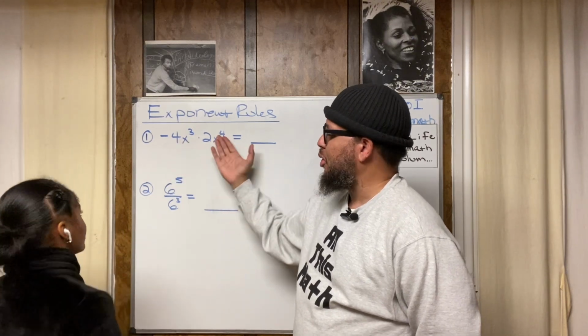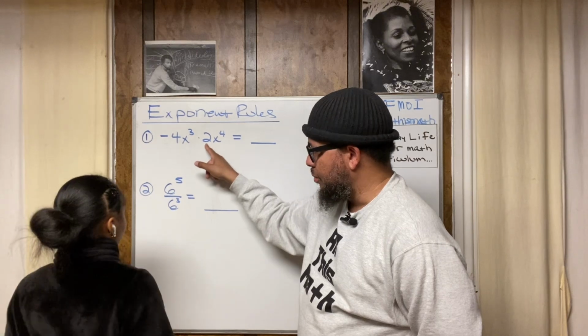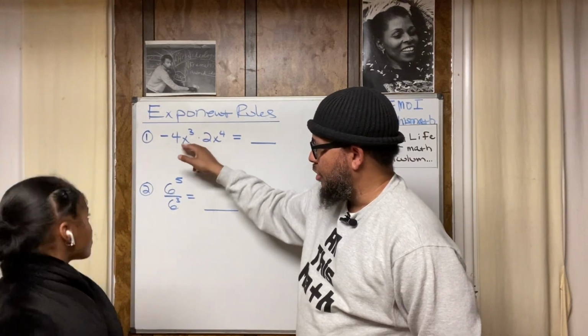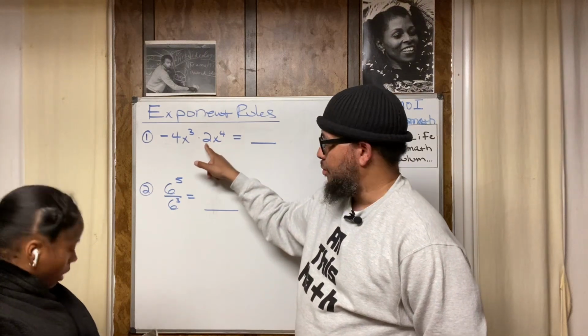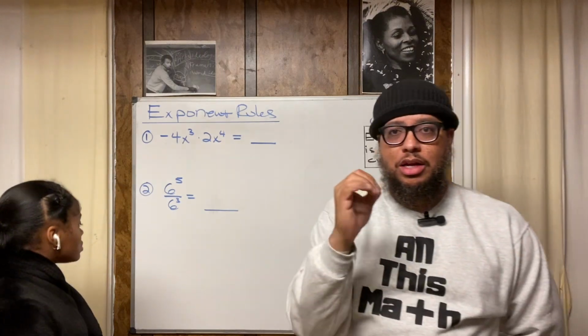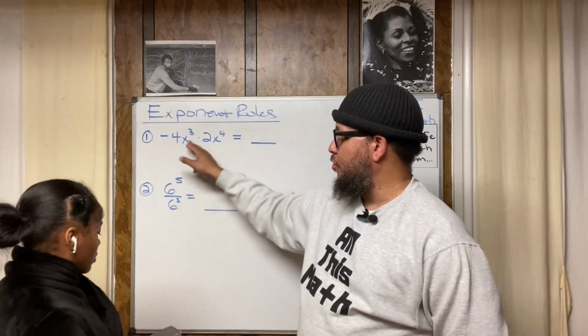How would it be 2? The 2 is all the way over here. How many x to the fourths do you have? 2 of them. How many x to the thirds do you have? Negative 4 of them. How many x to the fourths do you have? 2 of them. All right? So you first multiply the coefficients. So that means you're going to multiply negative 4 by 2.